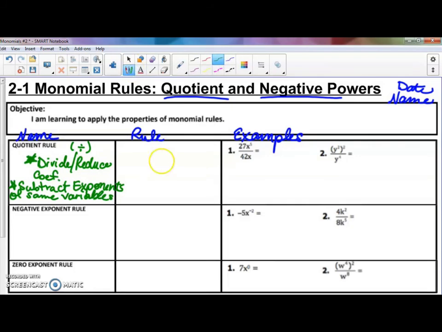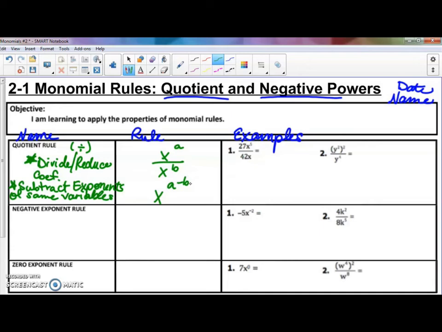What that rule would look like is if we have x to the a power over x to the b power. Once again, we don't have any coefficients, so we just skip that first step. And now we just subtract your powers, so it'll be x to the a minus b.